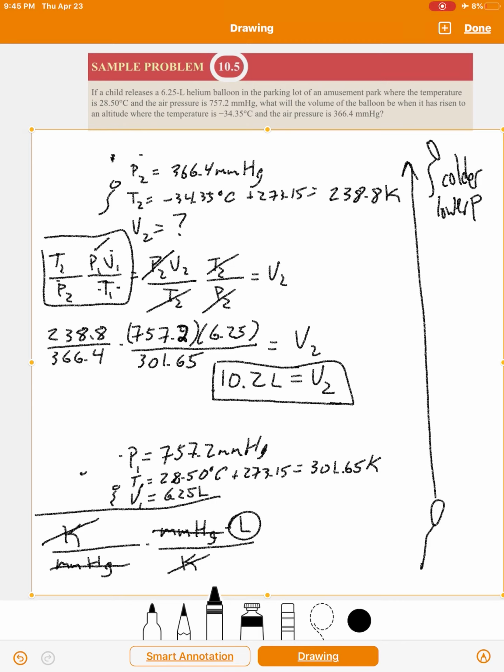The reason is the change in pressure was more dramatic. The pressure went down by more than a half. 366.4 times 2 is less than 757.2. So the pressure went down a lot. The temperature went down, but not as much. If the temperature went down by a half, it would have gone down to 150 Kelvin, but it only went down to 238. So it went down, but not as much. The result of that is the balloon is bigger at altitude.